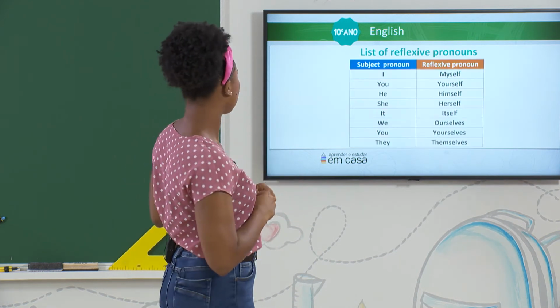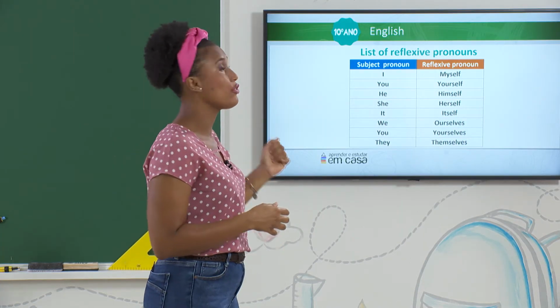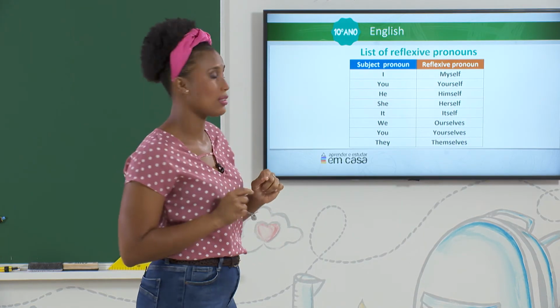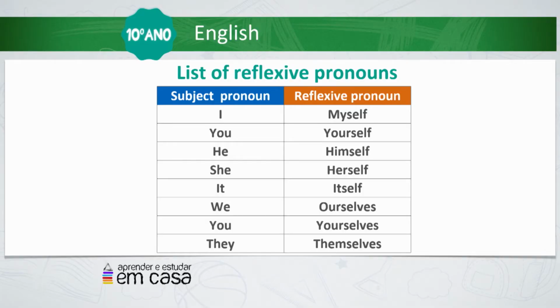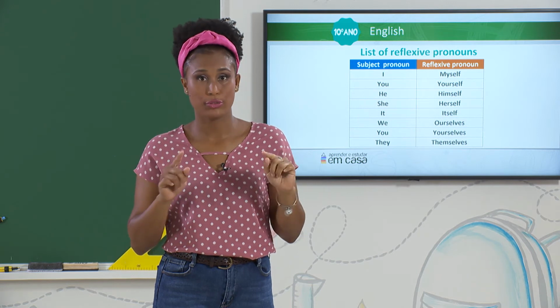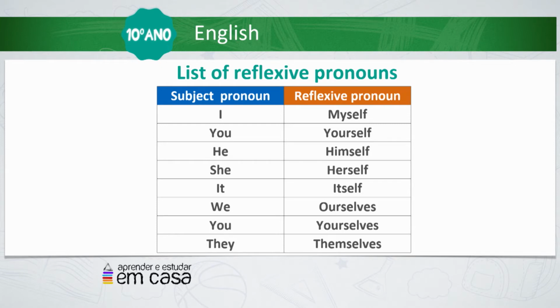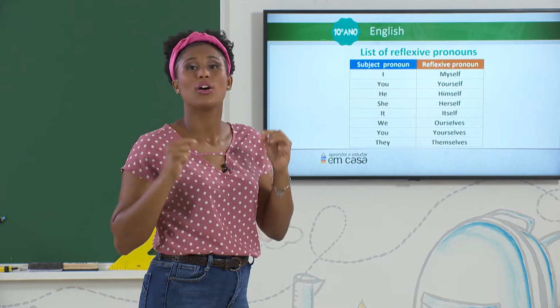Moving on. Here I have the list of reflexive pronouns. The first column has the subject pronouns, or the personal pronouns, and the second has the reflexive pronouns. Let's analyze it. Do you remember the personal pronouns? If you don't, let's remind them now. We have I, you, he, she, it, we, you, they. Remember now? Yes. So for each subject pronoun, we have its reflexive pronoun.